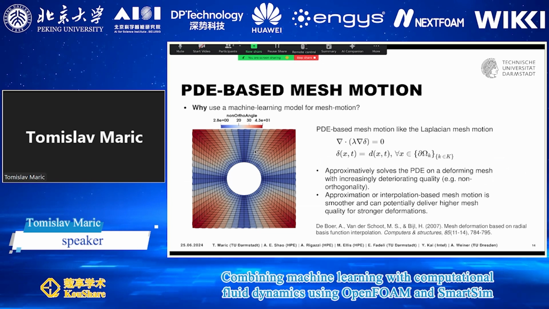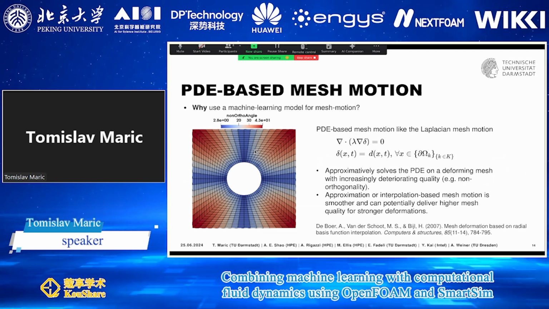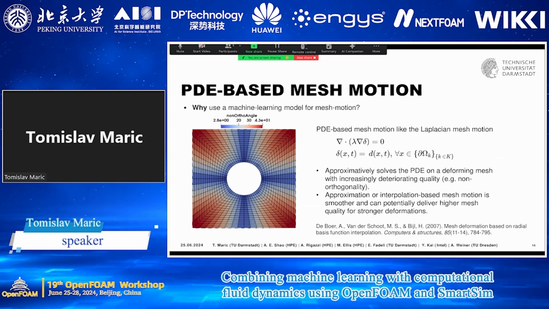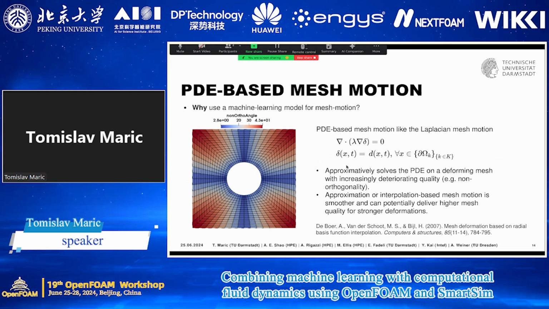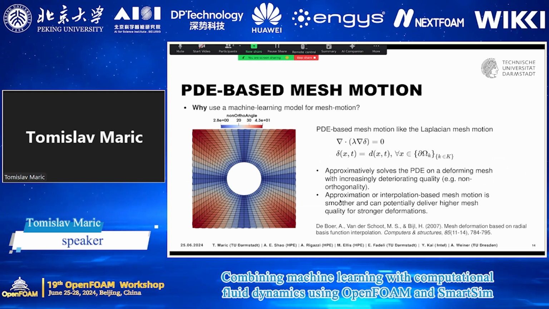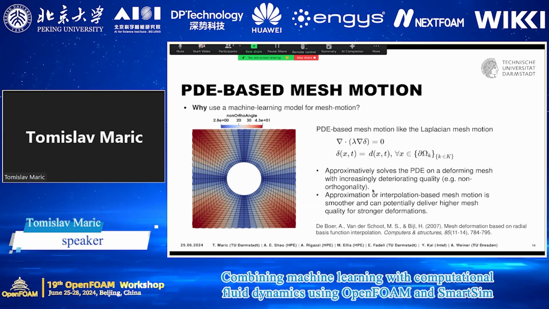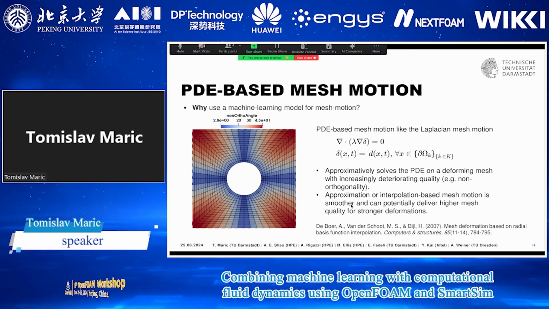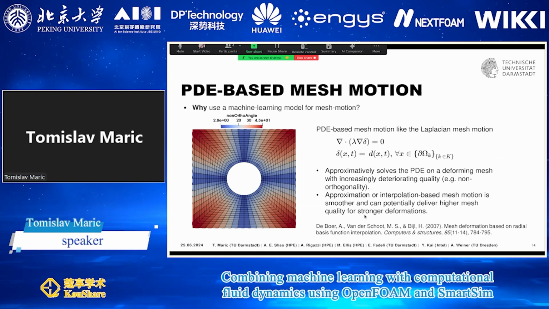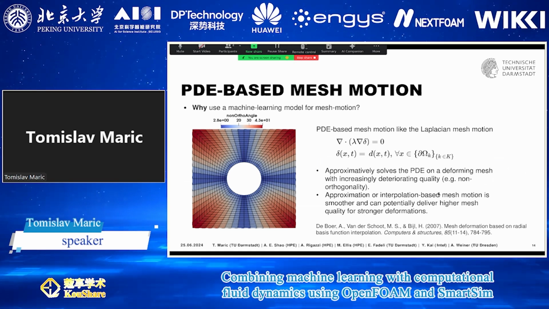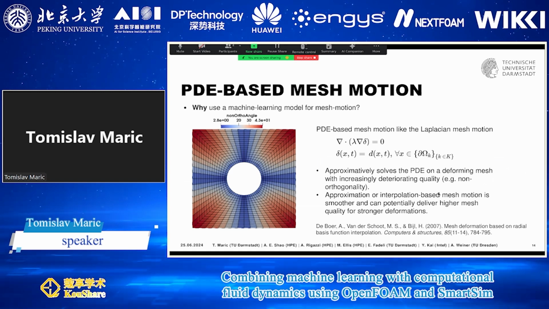So that's something that requires some thinking and work. Also, this approximation or interpolation based mesh motion, as an alternative, has been shown to deliver smoother and potentially higher smoother displacements and higher mesh quality for stronger deformations. One example is this citation below, where radial basis functions were used.